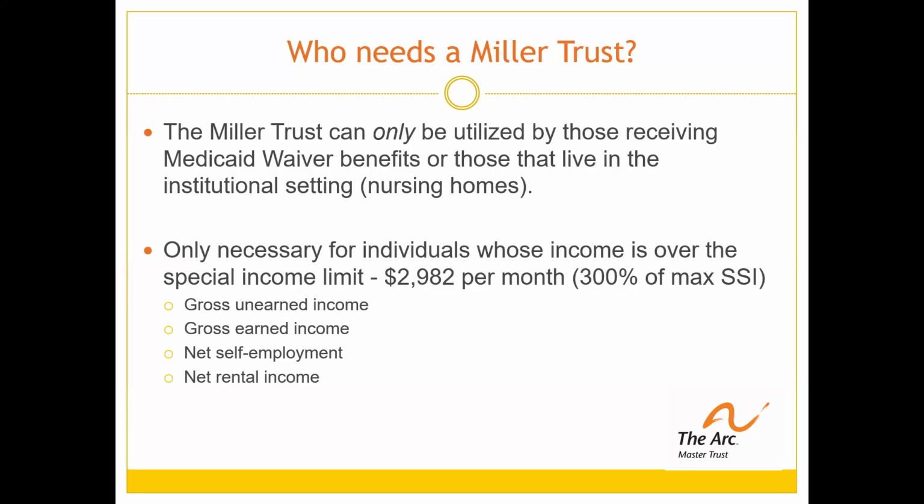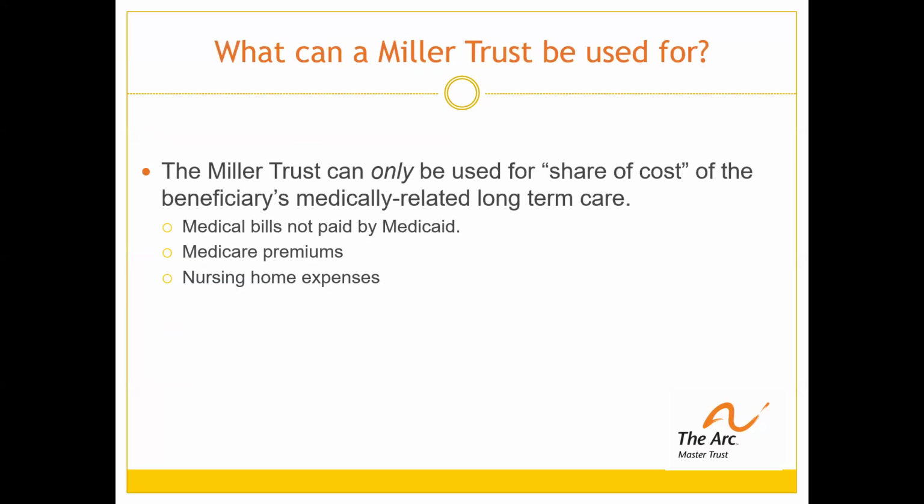If you do meet this criteria, any income you earn over $2,982 must go into a Miller Trust to protect your benefit eligibility. FSSA does define income as your gross unearned income. This is Social Security, your gross earned income, any net self-employment income, and if you are a landlord, the net rental income. You do not need to deposit the total amount that you earn into a Miller Trust, only the dollar amount that is above the special income limit.